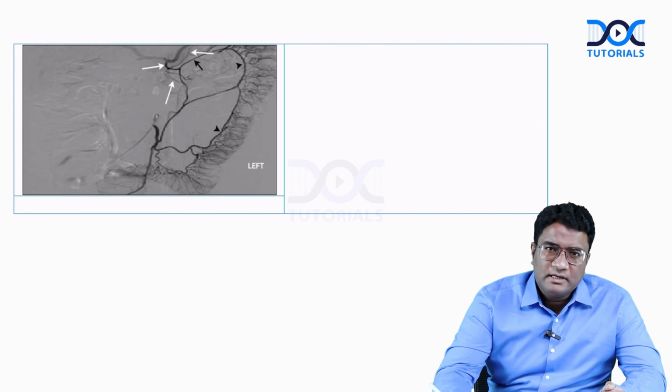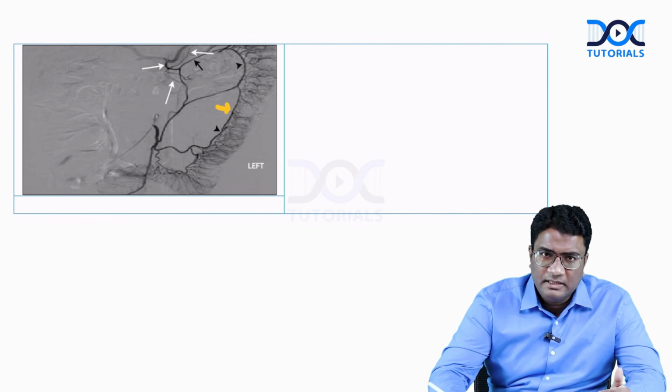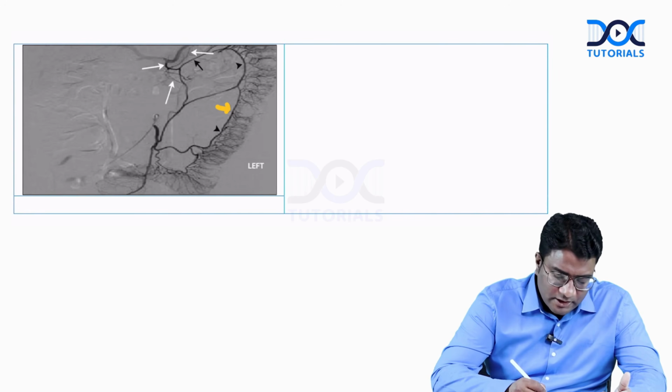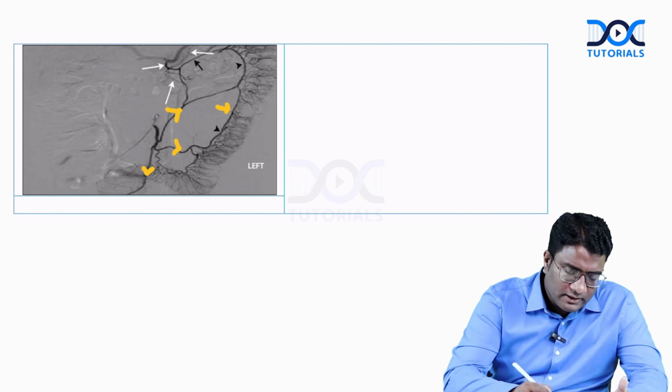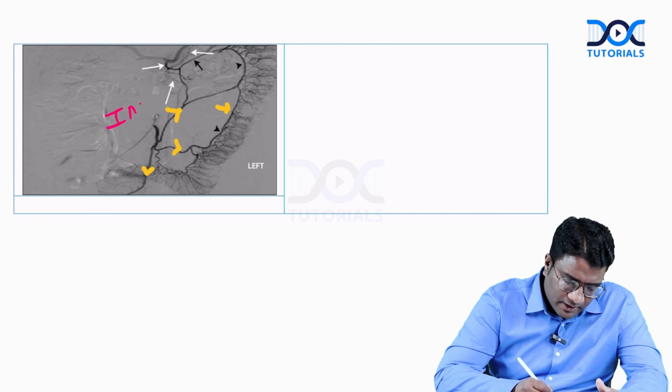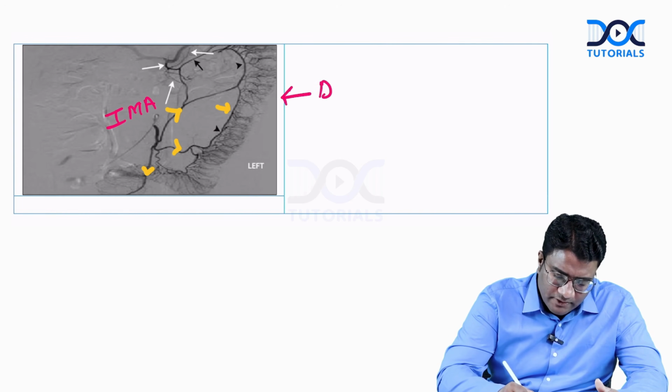And look at this vessel. This is also having the vasa recta. So this is a vessel supplying the bowel loop. And does it have branches only on the right side or only on the left side? It has branches only on the left side. There are no branches on the right side. So this vessel, which is giving branches only on the left side, is the inferior mesenteric artery. This is a digital subtraction angiography of the inferior mesenteric artery.